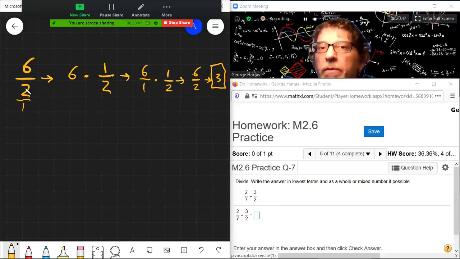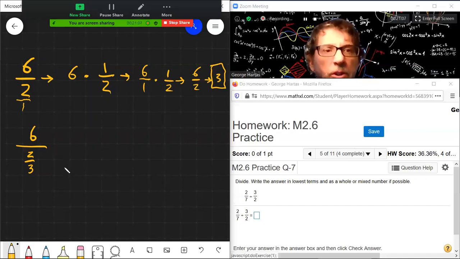Dividend, divisor. All right, so let's try something a little bit more odd looking. 6 divided by 2/3. Will this work? Well, let's try it out. Let's multiply by the reciprocal and see what happens. So I'm going to keep the 6, just like I did here, bring over the numerator, change division to multiplication, and I'm going to take the reciprocal of this. So 3 over 2.